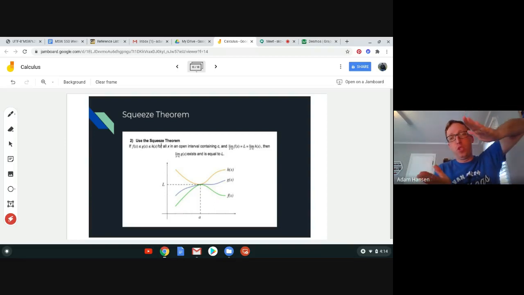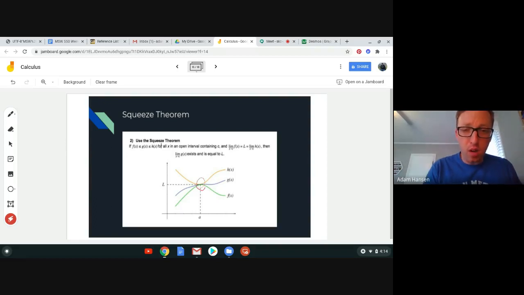I kind of smush all of these functions together. And when they all come together at that one point, I know they all have to have the same limit for that value. If I know the limit of the one on top and the limit of the one on bottom are both equal to some number, in this case L, the one in the middle also has to be equal to L.